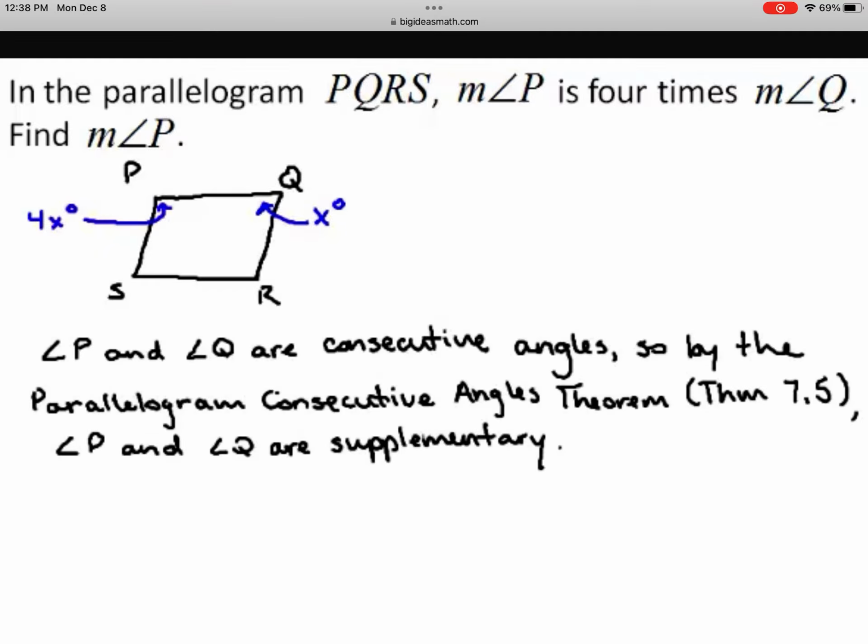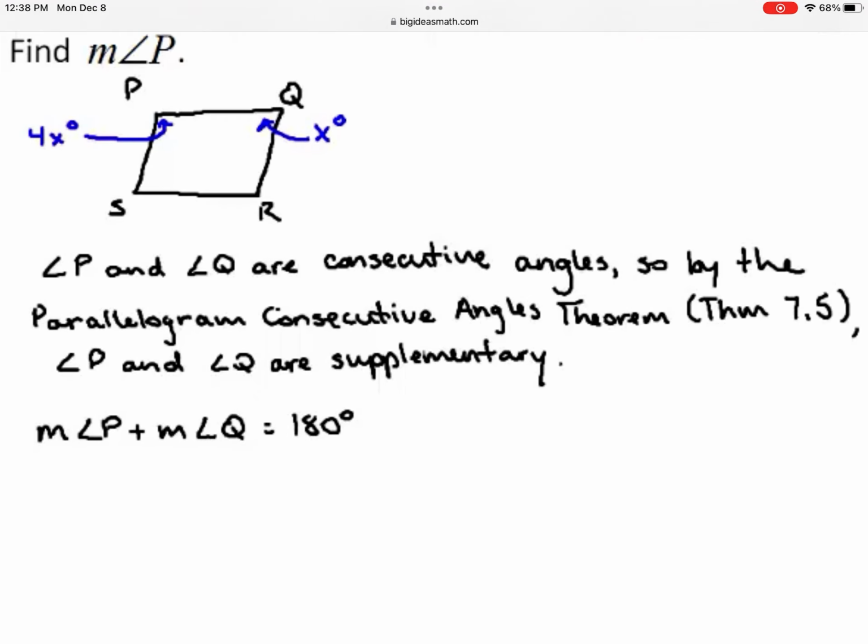Notice that angle P and angle Q are consecutive angles. So by the parallelogram consecutive angles theorem, angle P and angle Q are supplementary. So the measure of angle P plus the measure of angle Q equals 180 degrees by the definition of supplementary angles. Substituting in the given information gives 4x degrees plus x degrees equals 180 degrees.